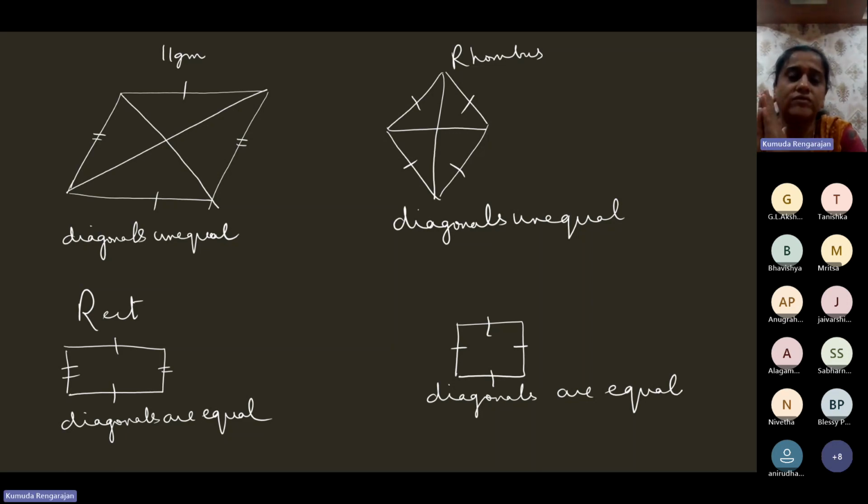Listen carefully. If we have to prove that it's a parallelogram, it's enough if we show that opposite sides are equal. But if the question is prove that it's a parallelogram but not a rectangle, then you must also find the diagonals and show that the diagonals are not equal. So it's a parallelogram but not a rectangle.